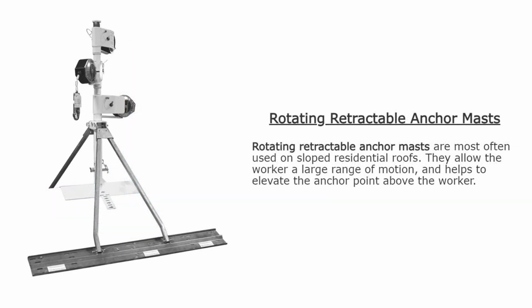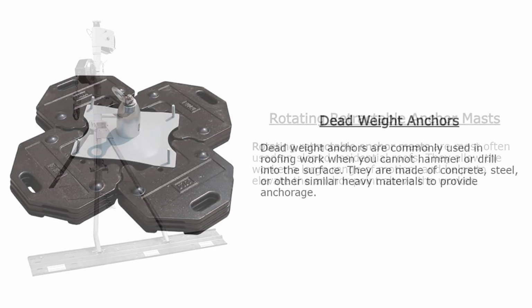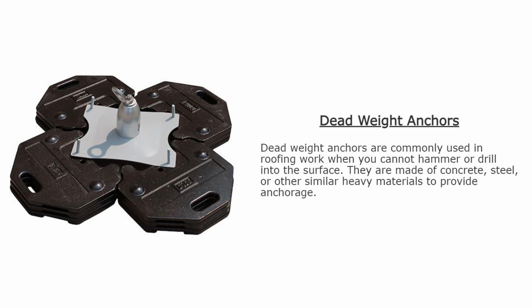Rotating retractable anchor masts. Rotating retractable anchor masts are most often used on sloped residential roofs. They allow the worker a large range of motion and help to elevate the anchor point above the worker. Dead weight anchors. Dead weight anchors are commonly used in roofing work when you cannot hammer or drill into the surface. They are made of concrete, steel, or other similar heavy materials to provide anchorage.